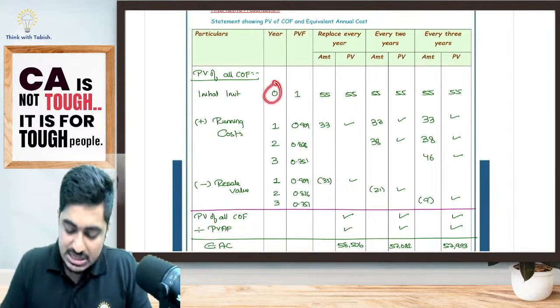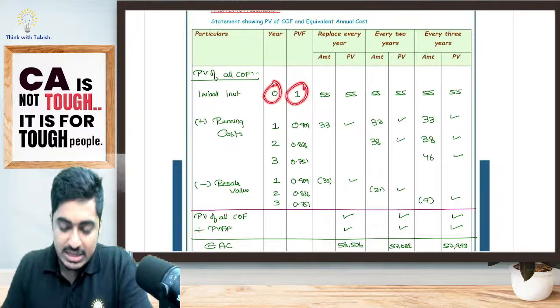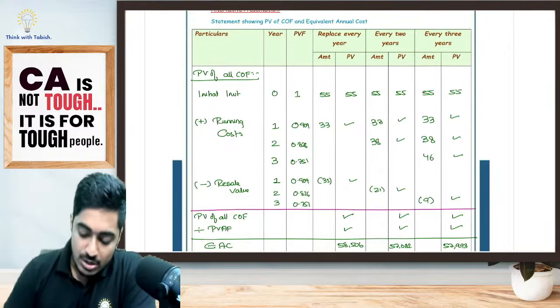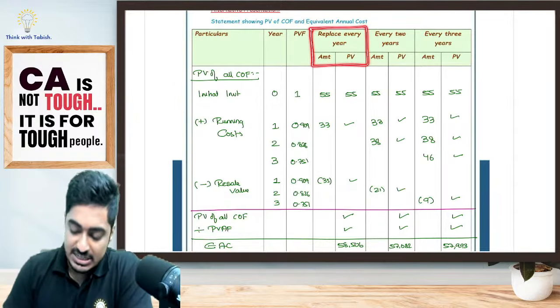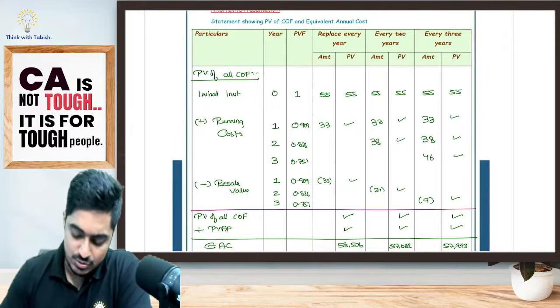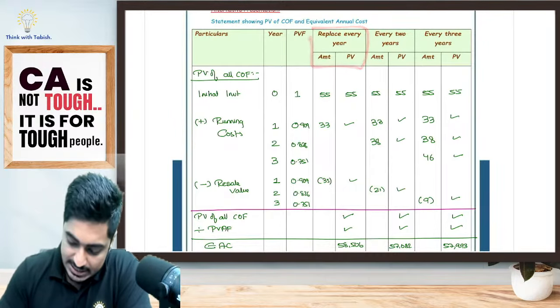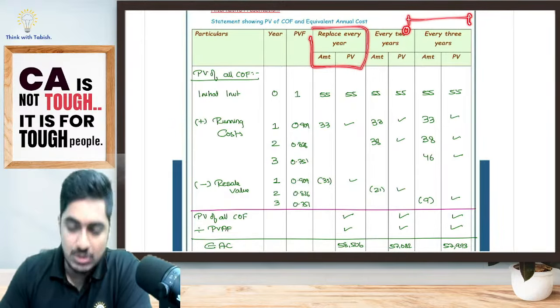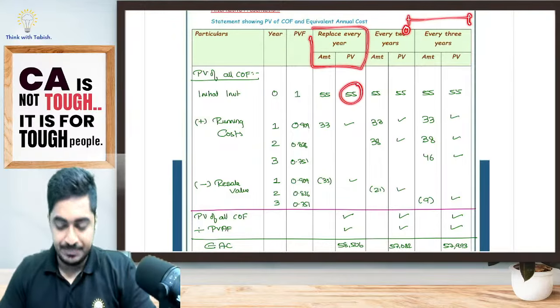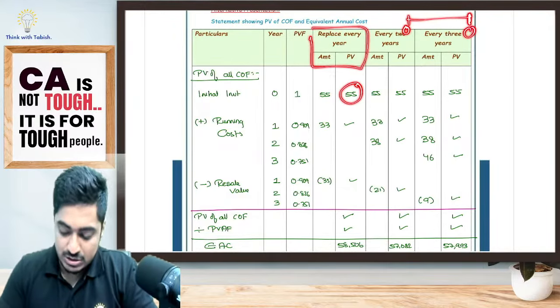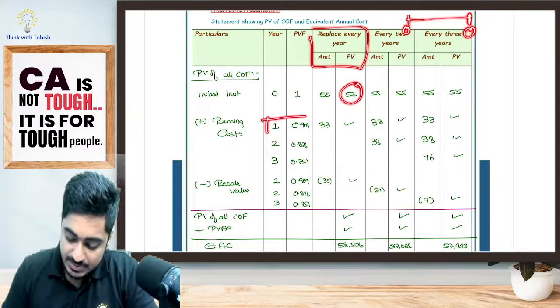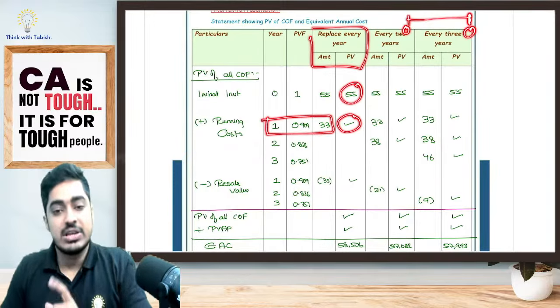I write initial investment is happening at t is equal to 0. There the present value factor is 1. If I replace every year, I will just explain the first and third situation. Pay attention. If I replace every year, at t is equal to 0, I am paying 55,000. Now the first year running cost I have to incur. So first year running cost I am incurring 33,000. Present value I will calculate.